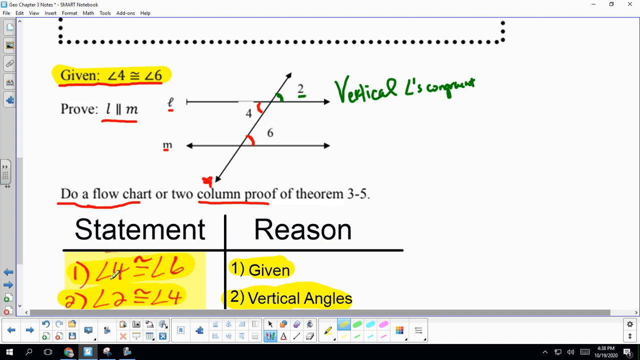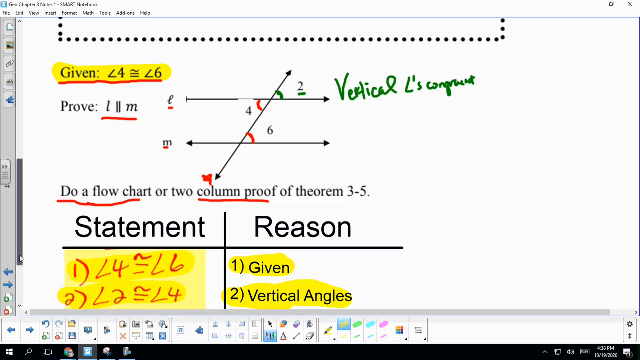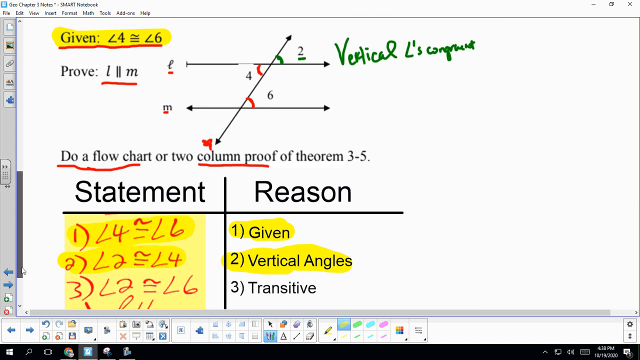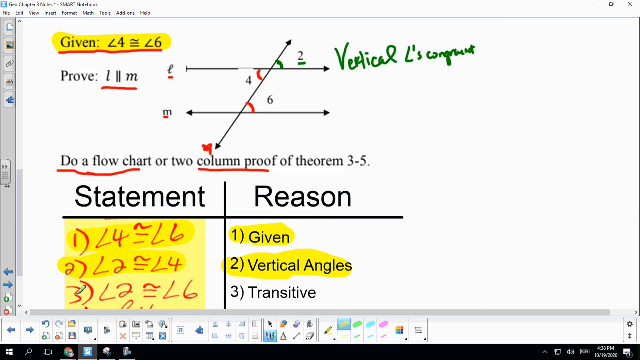Okay, so think about this. 4 is congruent to 6. 2 is congruent to 4. We can cut out the middleman and say 2 is congruent to 6, because 4 right here is our middleman. And the property that cuts out our middleman is called transitive.